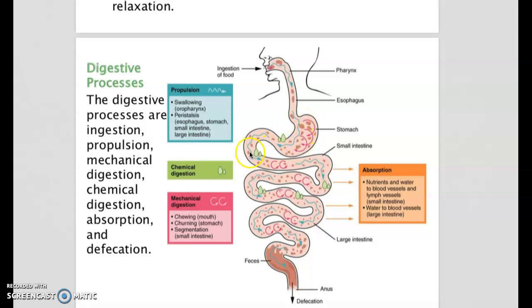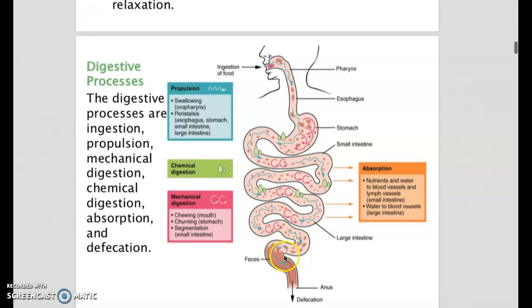Then it leads to segmentation in your small intestine, and absorption, with the small intestine absorbing nutrients and water into your blood vessels and lymph vessels. The large intestine also absorbs water into the blood vessels. And of course, it all leads to the making of feces, passing into your anus, which leads to you going to the bathroom and defecating.